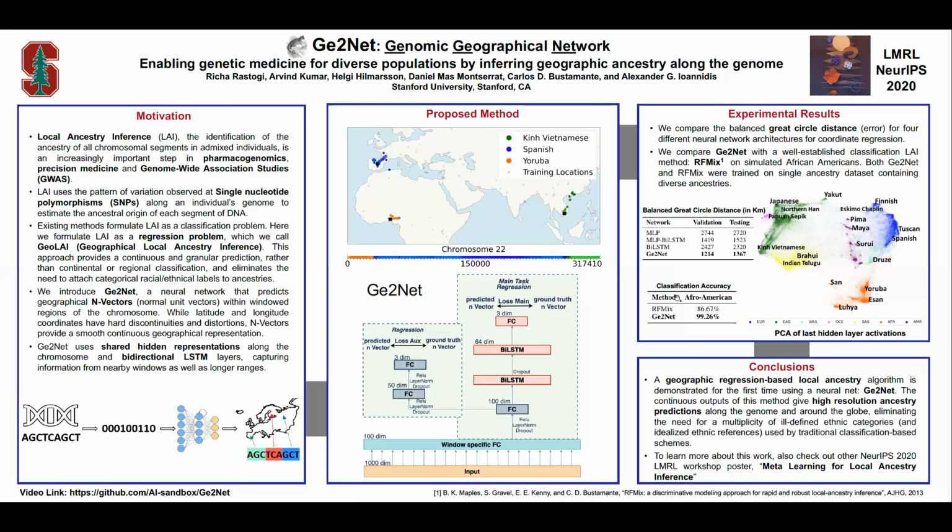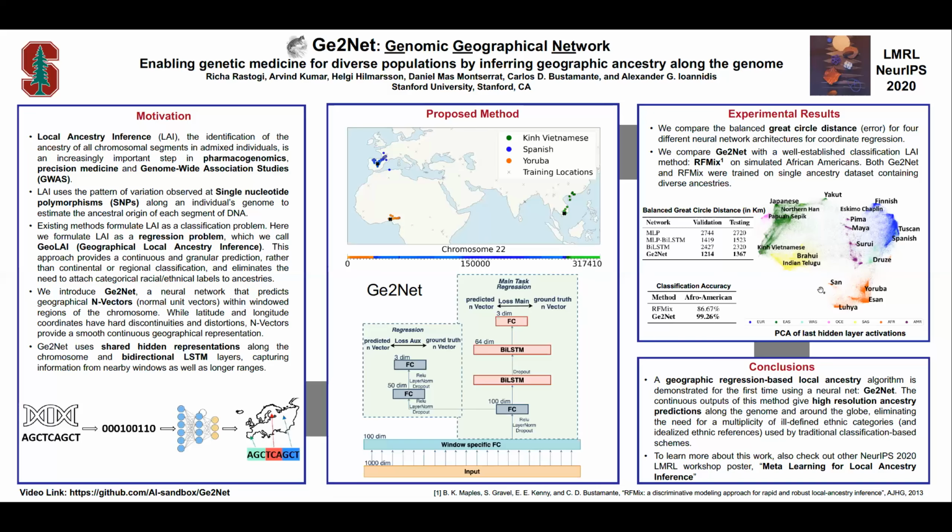Because current methods perform classification, we compared our method with RFMix, the gold standard LAI classifier. Both Ge2Net and RFMix were trained on a complex ancestry dataset spanning around the globe and evaluated on simulated African American individuals. Because Ge2Net is optimized for regression and benefits from a complex ancestry dataset, it outperforms RFMix, which is optimized for continental classification on a simpler dataset.